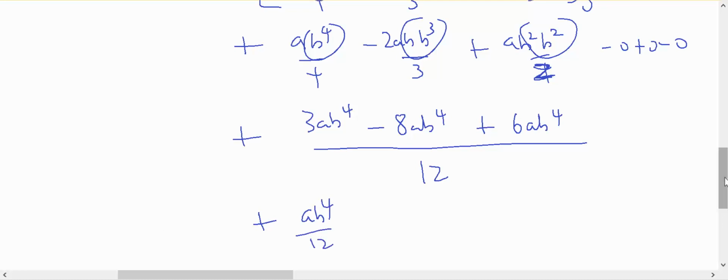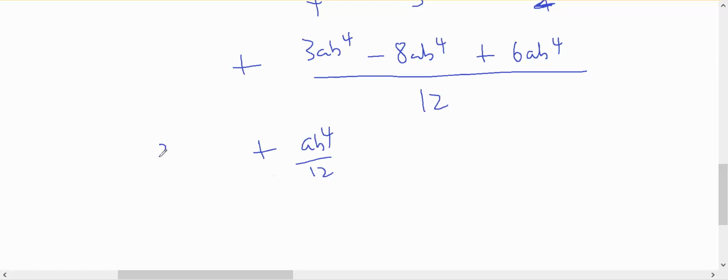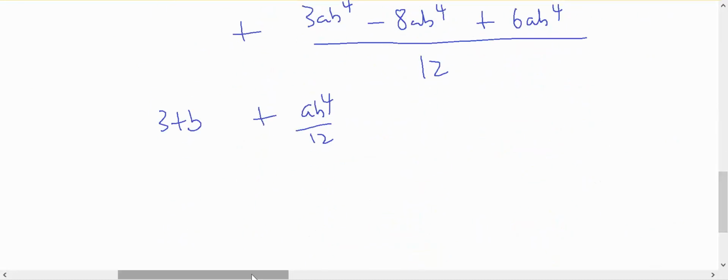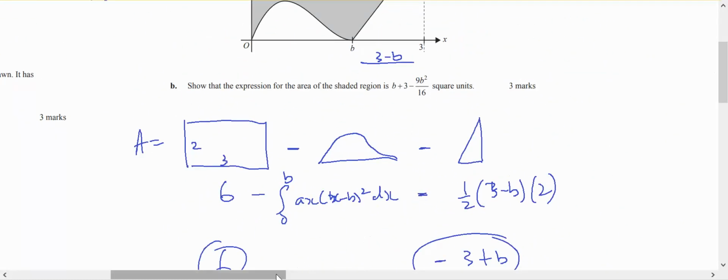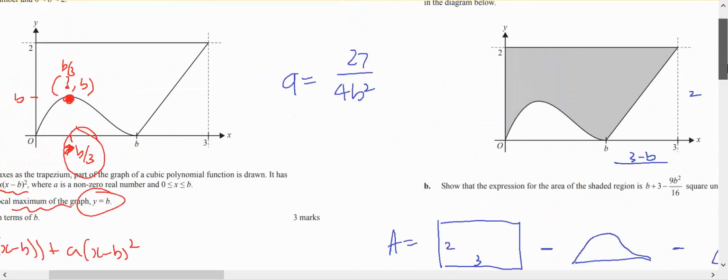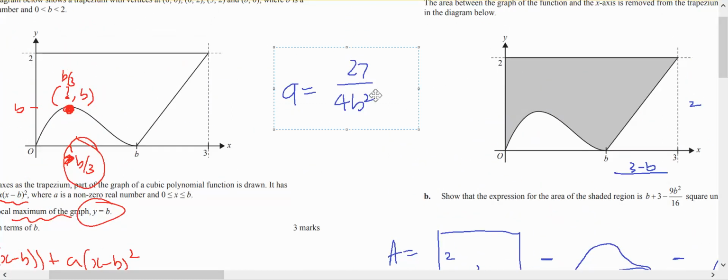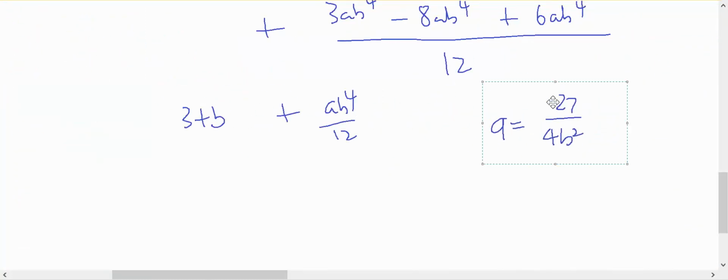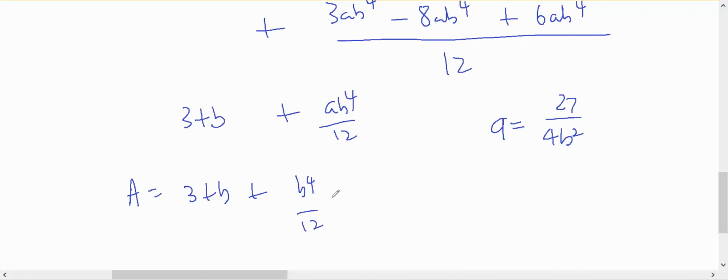And I've got 3 plus b. And I know from my previous question that A equaled, what did it equal? A equaled this. That's my answer from part A. So I've got the area equals 3 plus b plus b to the 4 on 12 times A, and A is 27 on 4b squared.